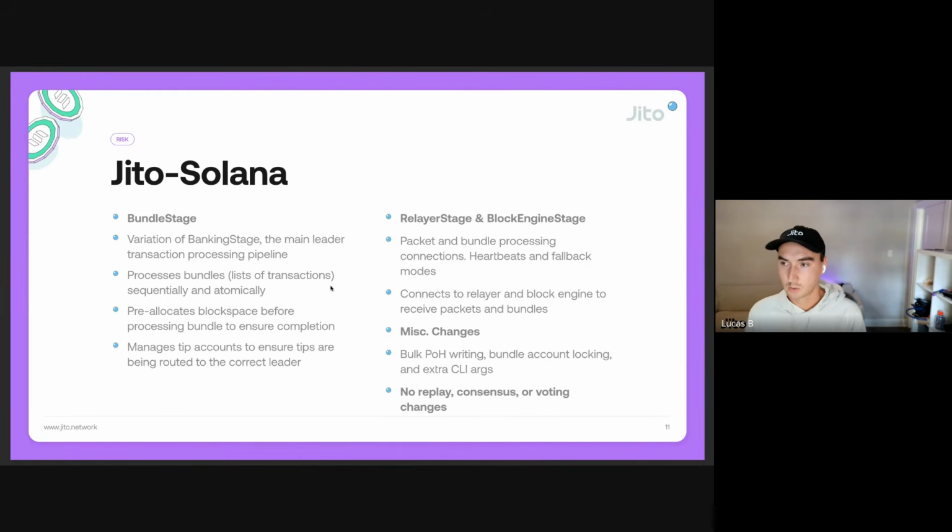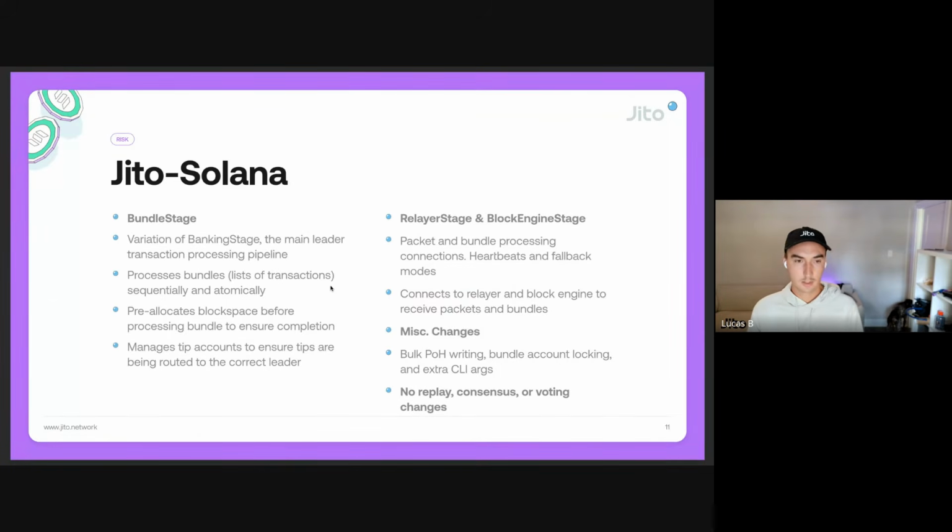Banking stage will receive signature verified transactions. It will prioritize them based on the priority fees that are assigned. I think banking stage is like 4 or 6 threads, I can't remember off the top of my head, but there are these queues of packets, and banking stage will essentially try to go through them as fast as possible to execute them. So bundle stage is a variation of that. It knows how to execute bundles.